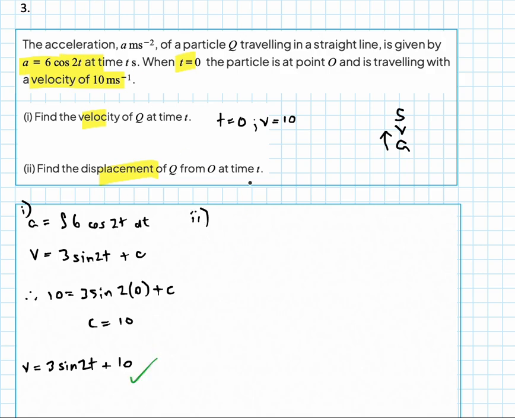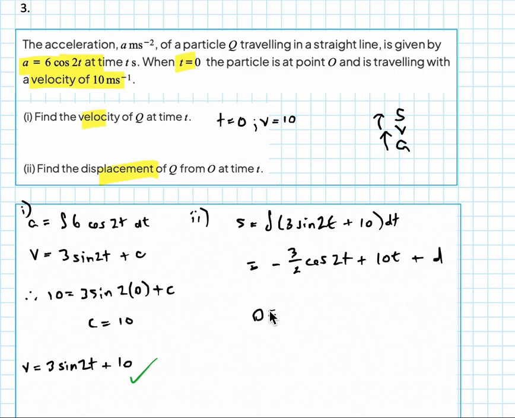So we're going up again. Another integral. So s is equal to, again using the velocity here, the integral of 3 sine 2t plus 10 with dt, so with respect to time. Okay, that's straightforward, I think. So equals minus cosine, so minus 3 over 2 cosine 2t plus 10t plus another constant, we'll just call it d.